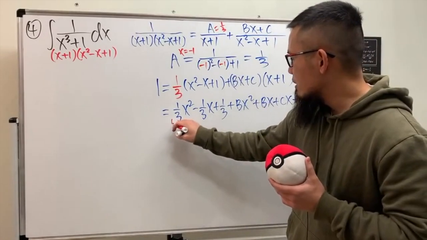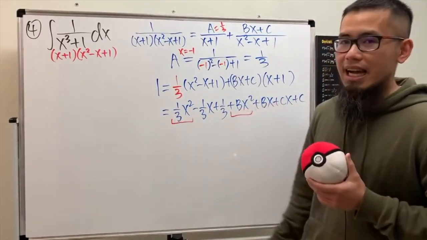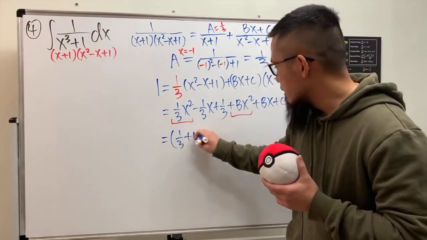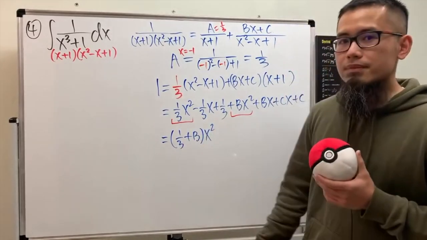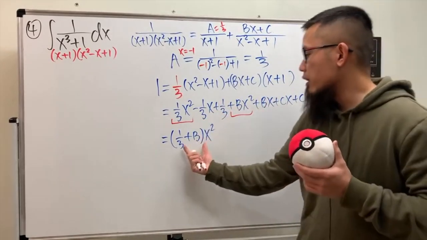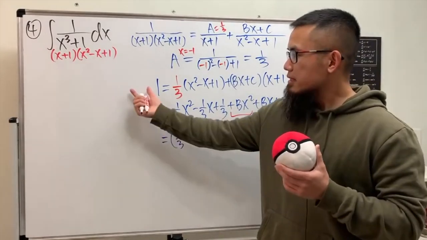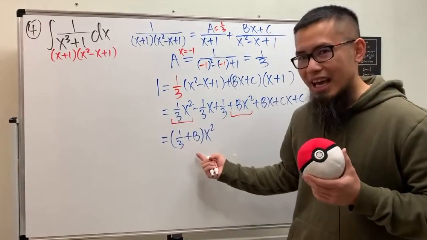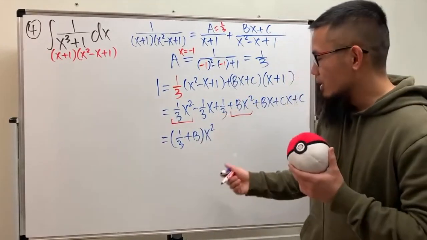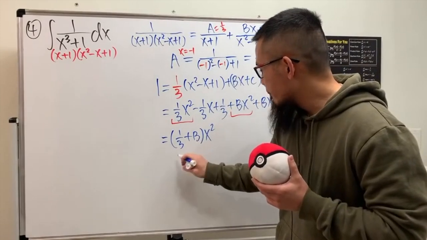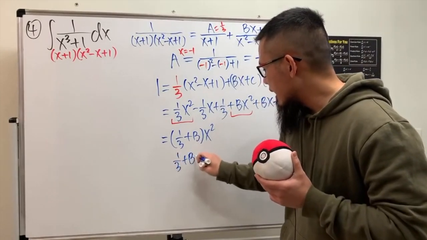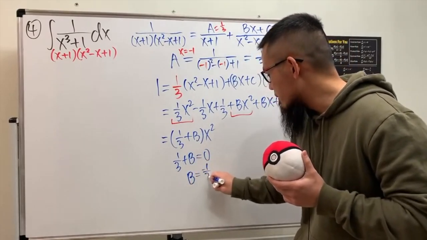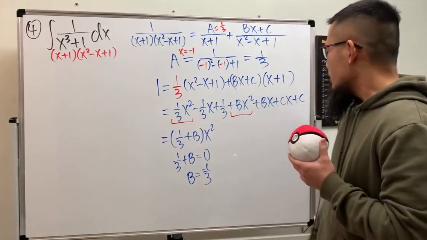Pay attention to the x squared term, which is this and that. You can see that we get 1/3 plus B, and then we can factor out the x squared. So that's the only x squared terms that we have right here, right? But on the left-hand side, we don't have any x squared term. So what does that mean? That means this has to be equal to 0. So right here, we know that 1/3 plus B has to be equal to 0. Thus, we know B is equal to negative 1/3. Pretty good. And then we just have to find out C.